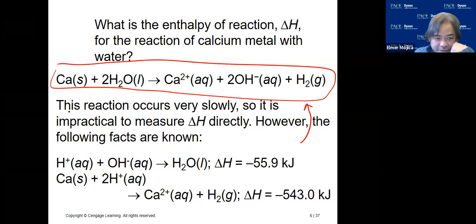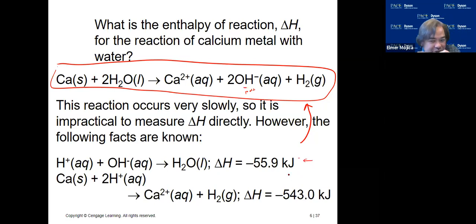So what do we do? Okay, this one, H plus, where is H plus? None. OH minus, product side, right? H2O, reactant side. Calcium, product, reactant. So as you could see here, this one should be what?